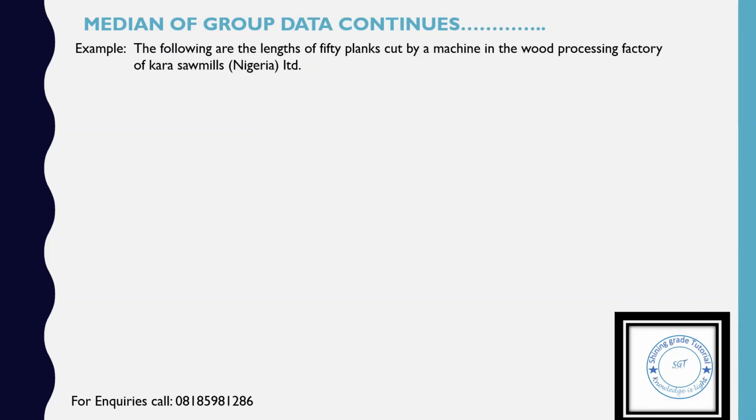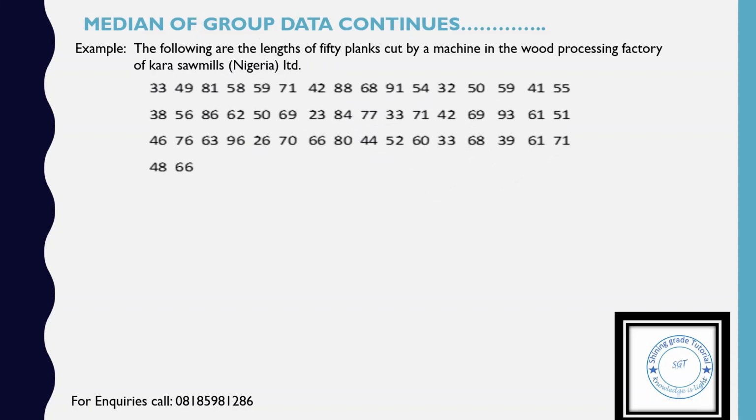We have an example. The following are the lengths of 50 planks cut by a machine in the processing factory of Kara Sawmills Nigeria Limited. So we have the following set of observations: 30, 33, 49. You can pause the video and go through the set of observations.